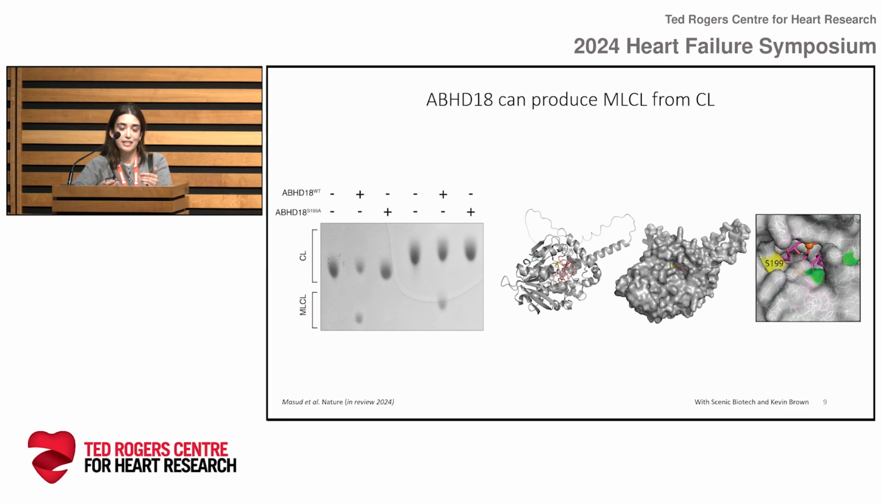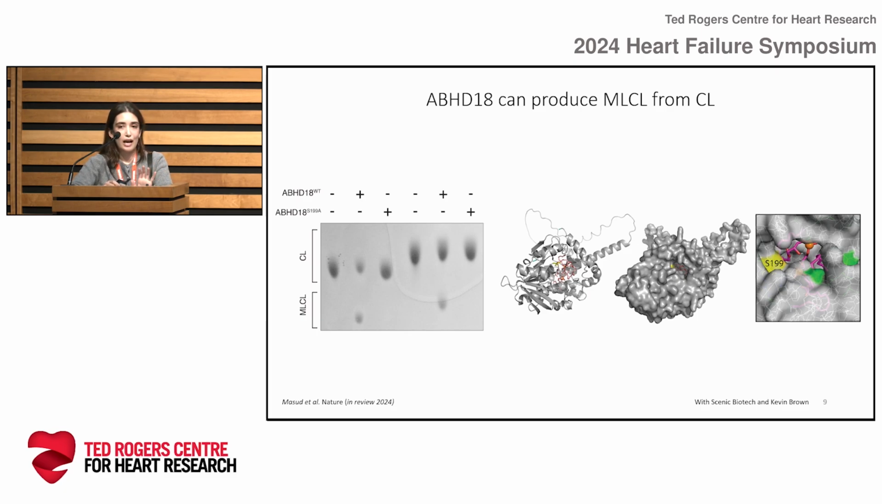We directly assessed this by doing thin layer chromatography with our collaborators at Scenic Biotech in Amsterdam. And we found that regardless of which cardiolipin substrate you use, if we have wild-type ABHD18, we can produce monolysocardiolipin. ABHD18 being an alpha-beta hydrolase fold domain-containing protein, we found an active site serine that we predicted to be the catalytic site. We mutated that serine to alanine, so that S199A mutant, and we can see that we're not producing monolysocardiolipin anymore.